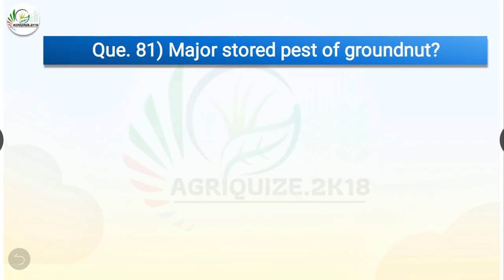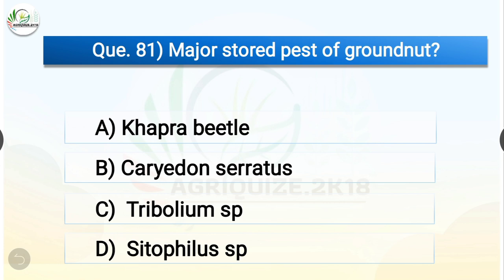Question number 81. Major stored pest of groundnut is. The options are khapra beetle, Caryedon serratus, Tribolium species or Sitophilus species. The correct answer is option B, Caryedon serratus. So major stored pest of groundnut is Caryedon serratus, which is the groundnut bruchid.